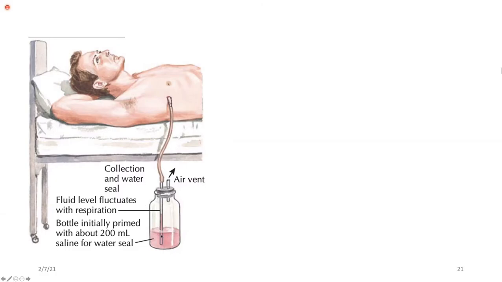And this bottle has an underwater seal. Look, this tube is going in, there is some fluid here. It's ordinary normal saline. So now whatsoever is coming out of my pleural space is going in that. And whatsoever air is coming out, it can bubble out and drain out.